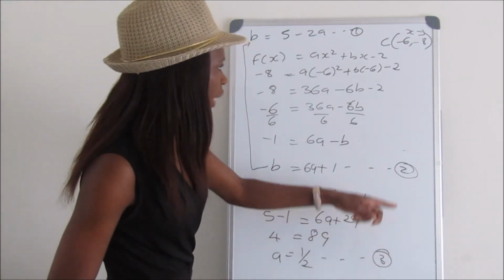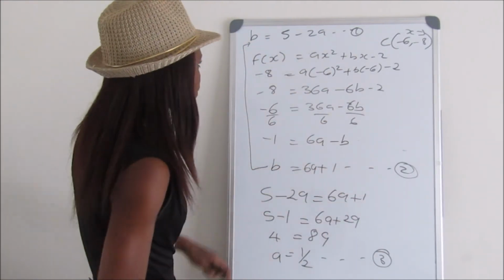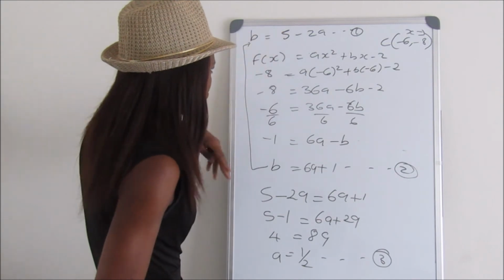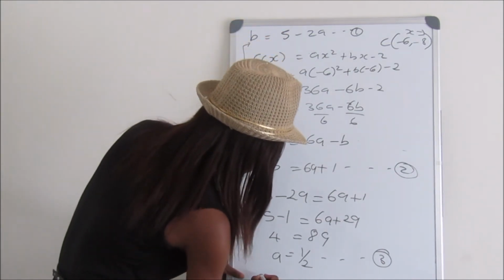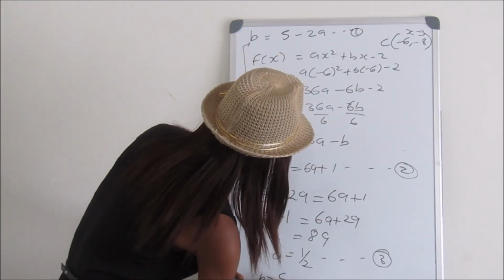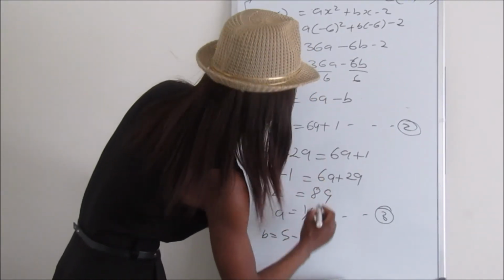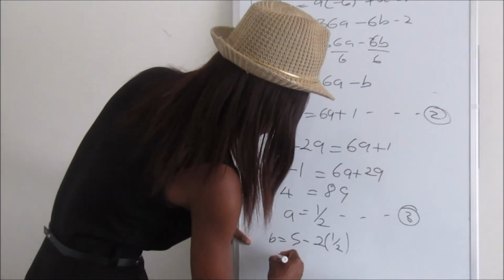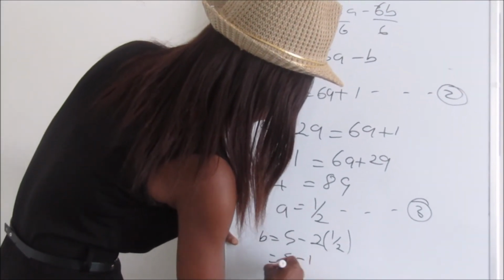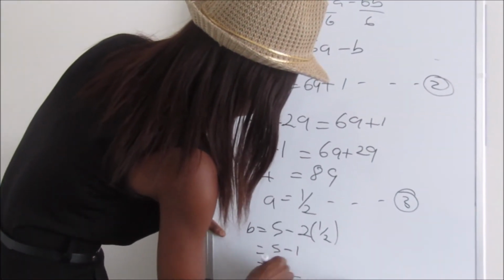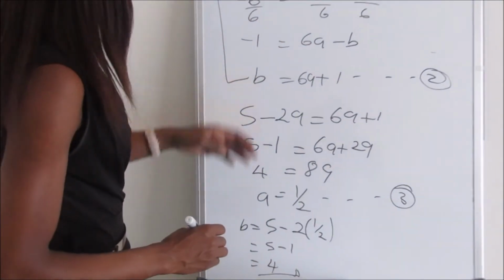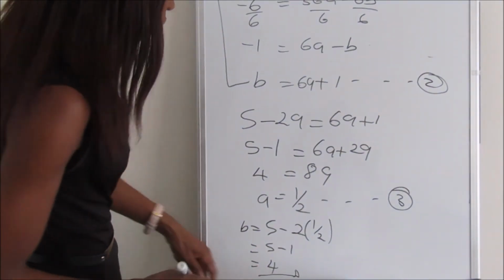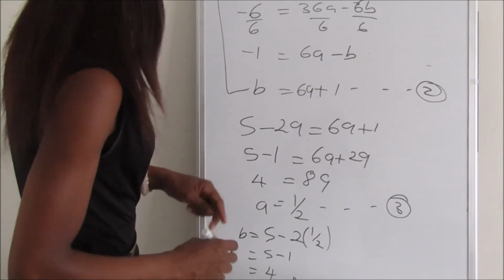Substituting equation 3 into either equation 1 or 2, let's choose equation 1. We have b = 5 - 2 times a, which is now 1/2. 2 multiplied by 1/2 gives us 1, so it will be 5 - 1, which gives us 4. We now have the value of a and the value of b. That means our equation is complete.